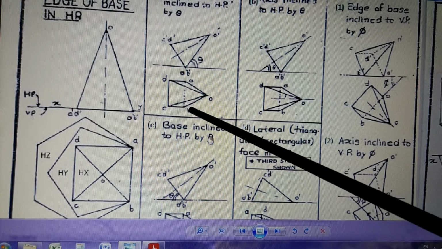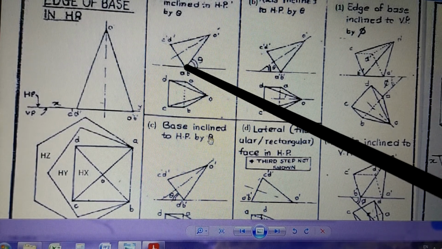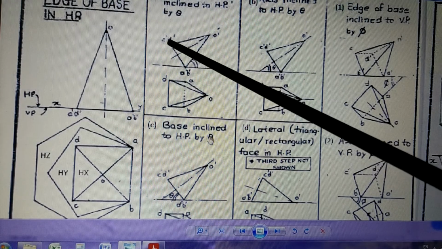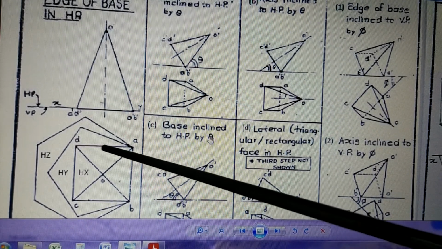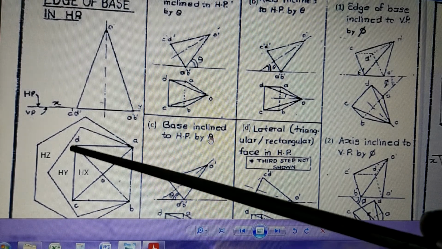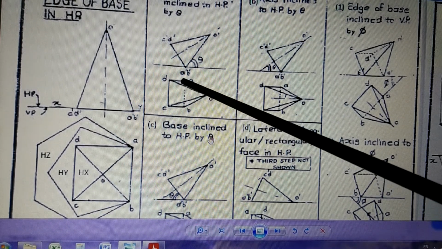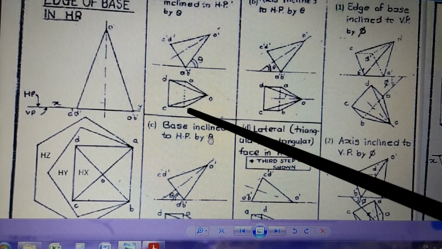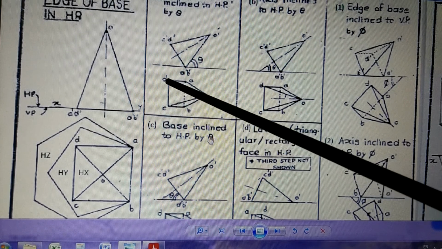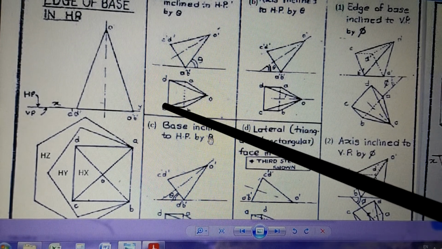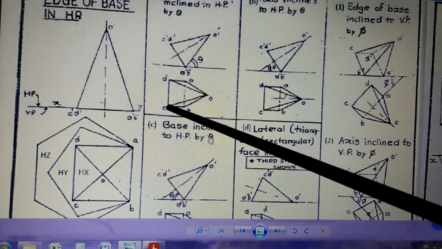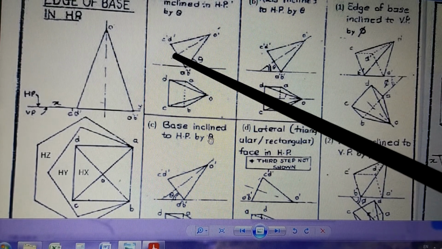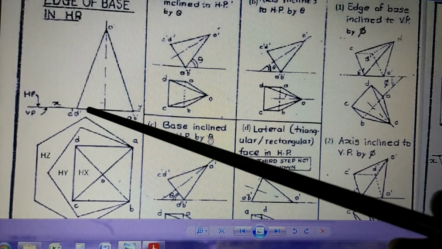So B is here. That means by making use of the projector lines and the reference point names, we'll be able to find out where these points A, B, C and D are. When you complete the exercise, you will find A is here, B is here, C is here, D is here. That means the top view of A, top view of B, top view of C, top view of D. They are the points. So this is the base. This base is this base.